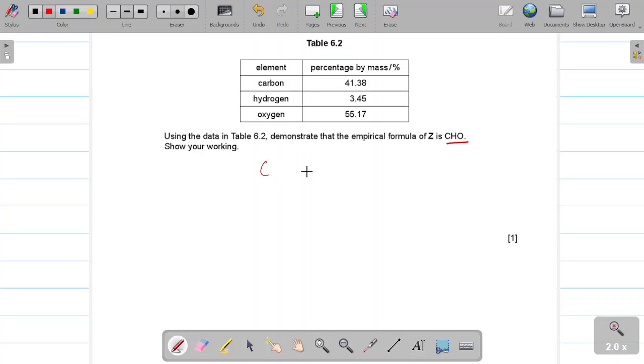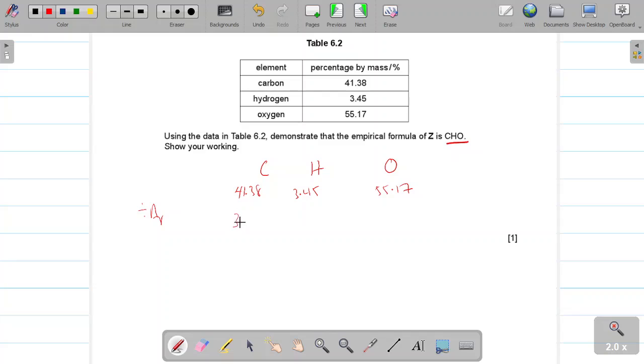We would say carbon, hydrogen, oxygen. The percentage by mass is 41.38, 3.45, and 55.17. The first step is to divide by the relative atomic mass of each element. So this is division by 12 for carbon, division by 1 for hydrogen, division by 16 for oxygen.